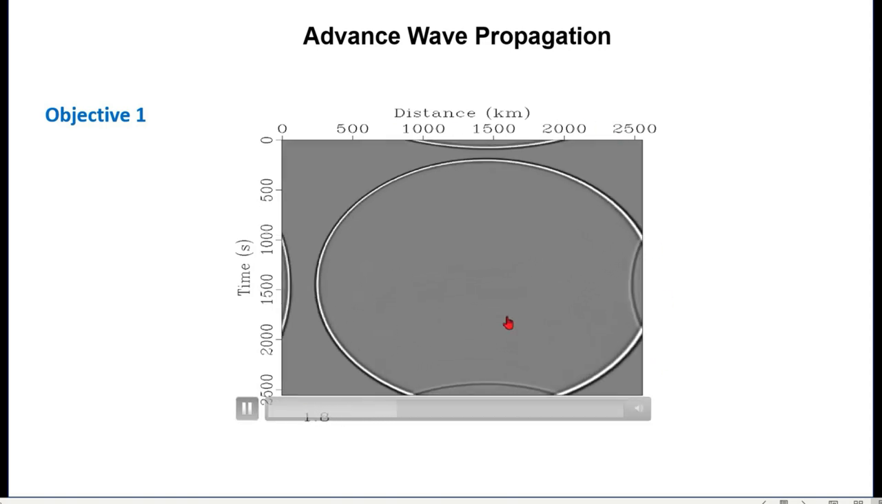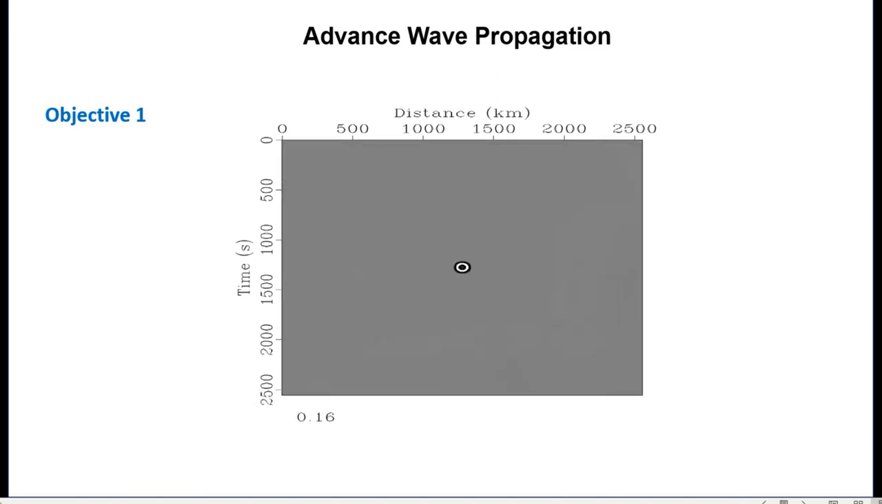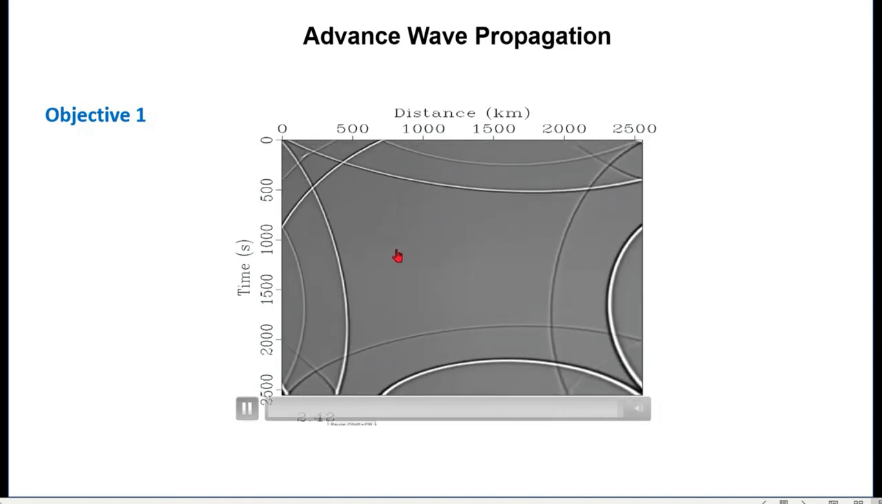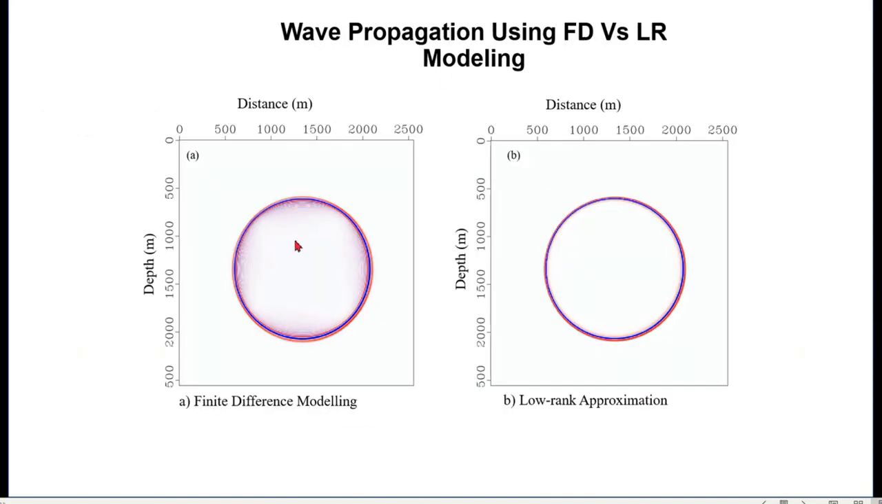There is no dispersion in this data set. Let me capture this image. Let's say we take the image of this section, it is in black and white. On the left side, we have the finite difference modeling. Over here, you can see some of the artifacts such as these dispersions.